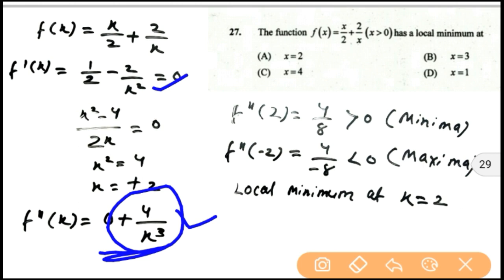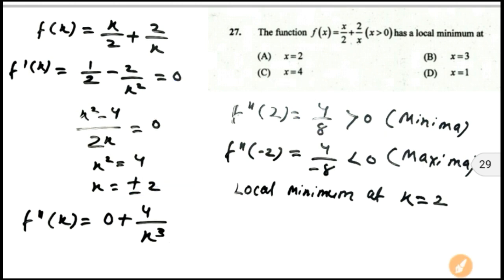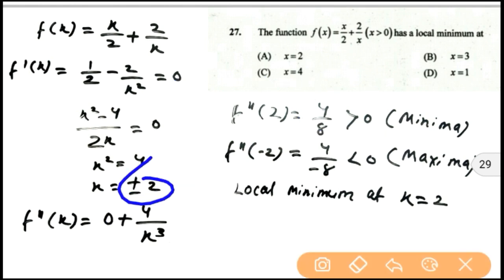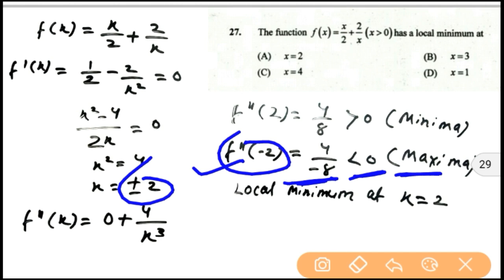So putting the value of plus 2, we will get 4 by 8. So it is a positive value. That means this is a minima. Now we will check the negative value, minus 2. By putting minus 2 in the second order function, we will get 4 by minus 8, which is less than 0. That means this is the maxima. Here we have to find the minima, that is plus 2. Option A is the correct answer.